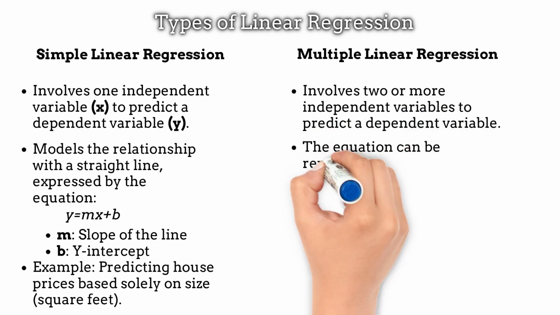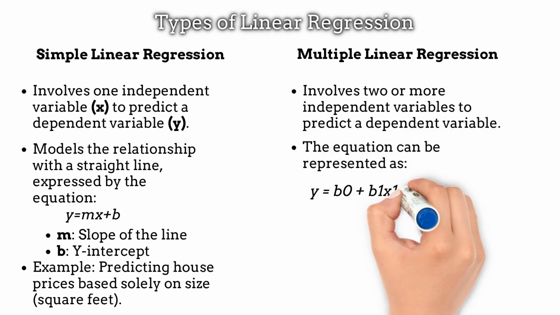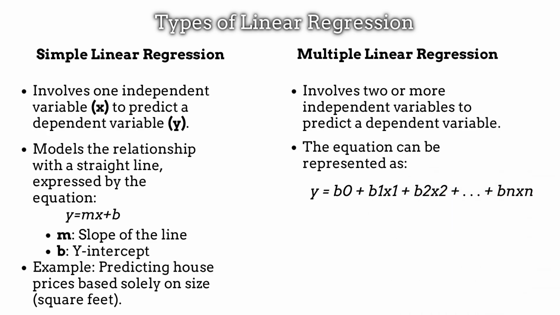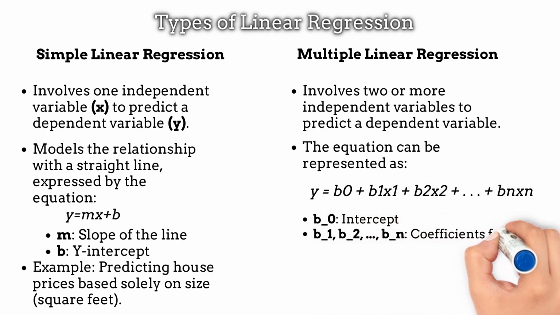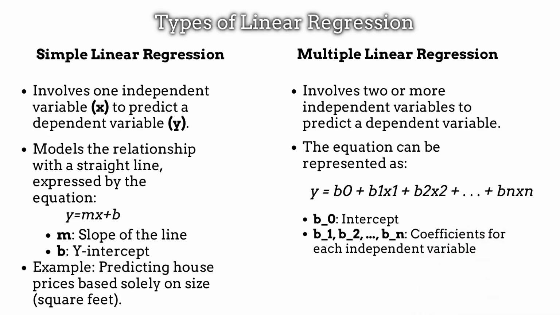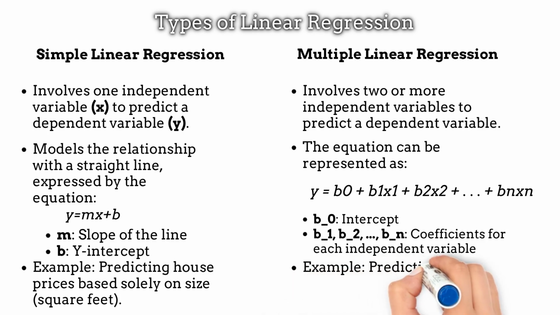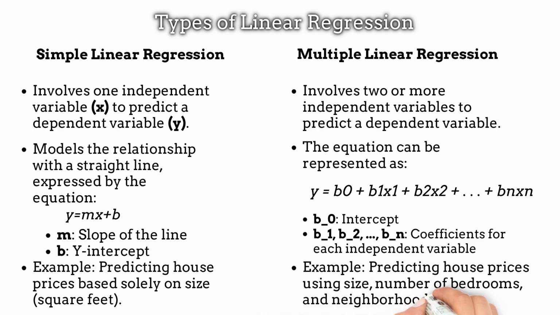The equation for multiple linear regression takes the form y equals b0 plus b1x1 plus b2x2 till plus bnxn, where b0 is the intercept and b1, b2 till bn are the coefficients corresponding to each independent variable. This allows for a more comprehensive analysis of how multiple factors collectively influence the dependent variable. For instance, when predicting house prices, we might consider not just the size of the house, but also the number of bedrooms and the neighborhood, allowing for a more nuanced prediction that captures the complexity of real-world scenarios.